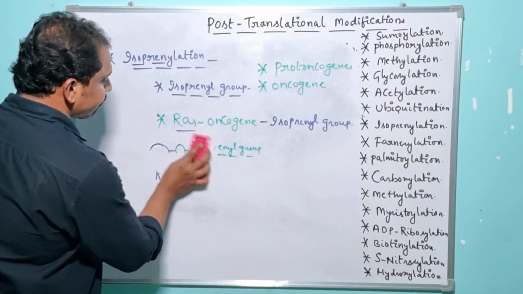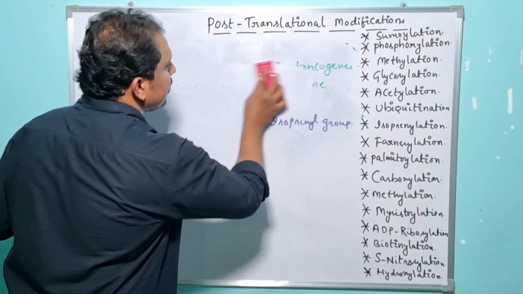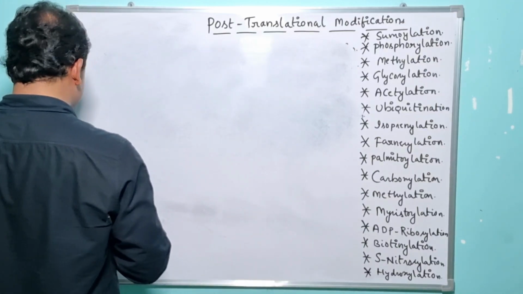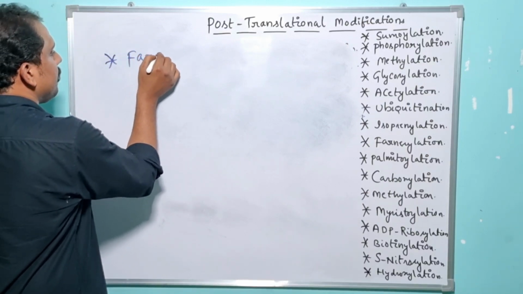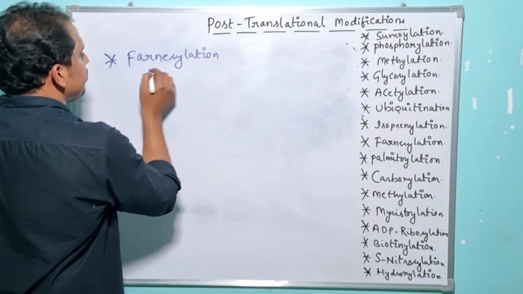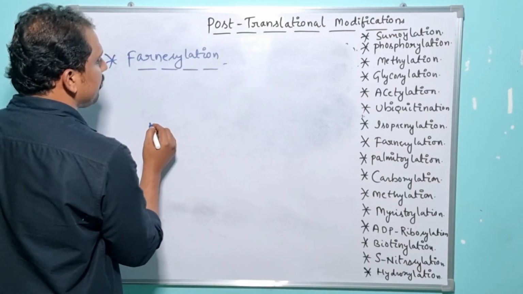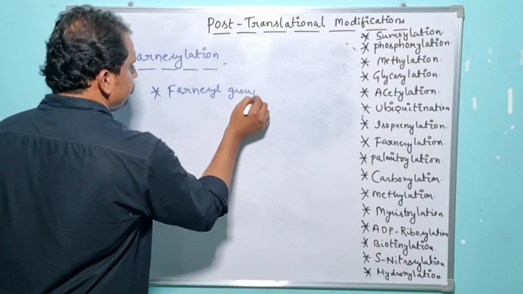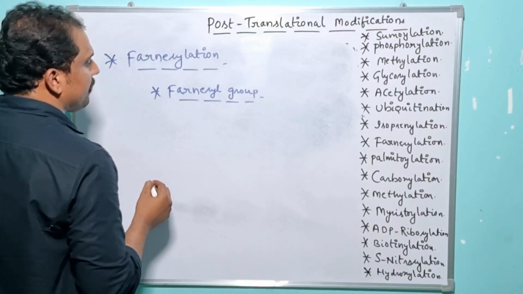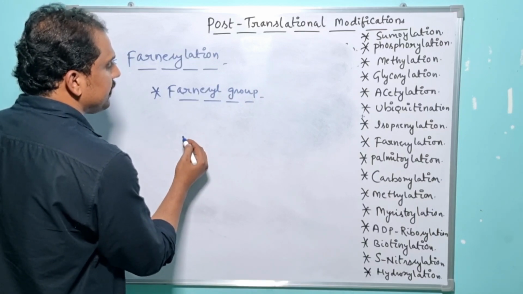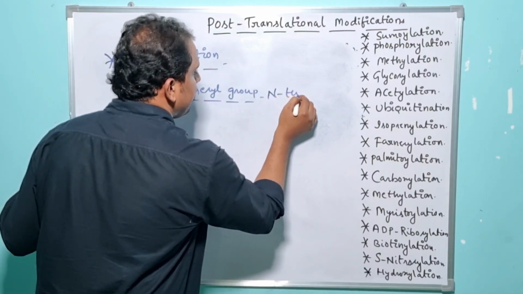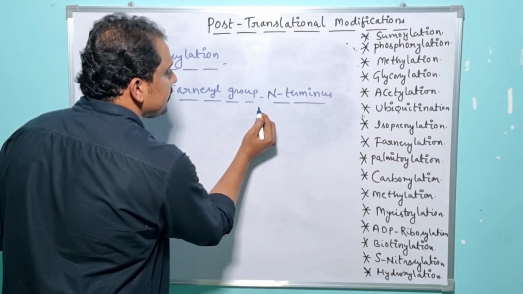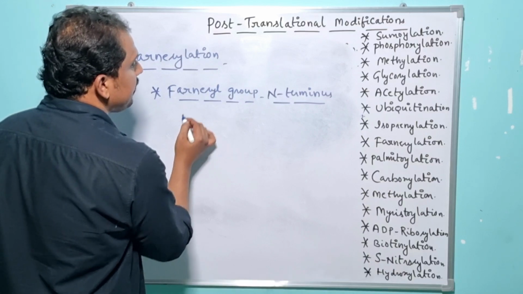And the next specialized post-translational modification is farnesylation. What is it? Farnesylation, right? So let me write it here. What exactly happens during farnesylation? During farnesylation, successful recruitment of the farnesyl group takes place. The farnesyl group, which is a part of the cholesterol biosynthetic pathway, gets successfully recruited to the newly synthesized or nascent polypeptide chain at the end terminus, right? Once the farnesyl group gets recruited to the end terminus of the nascent polypeptide chain, it is nothing but farnesylation. So this is about farnesylation.